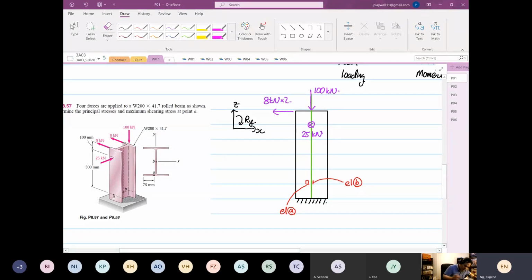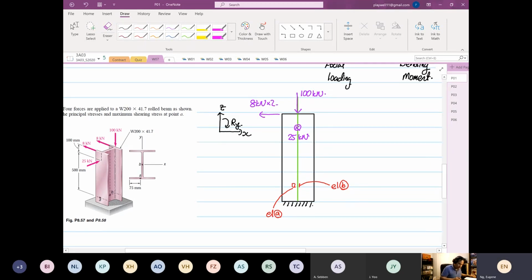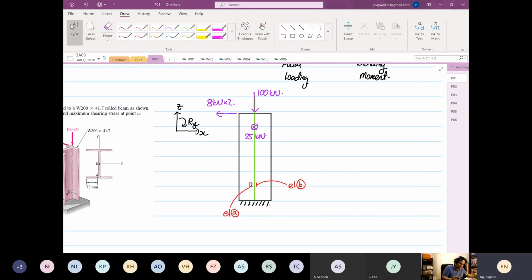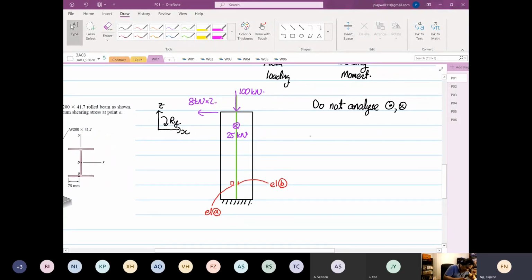The first thing we do is analyze it. Remember what I mentioned in the lecture last week, just a recap: do not analyze the dots and the crosses, just analyze those arrows. So there are only two things that you have to analyze here: the 100 kilonewton and the two 8 kilonewton forces. From here, we know that Pz is an axial load of 100 kilonewton. So we write down here, Pz is equal to 100 times 10 to the power 3.